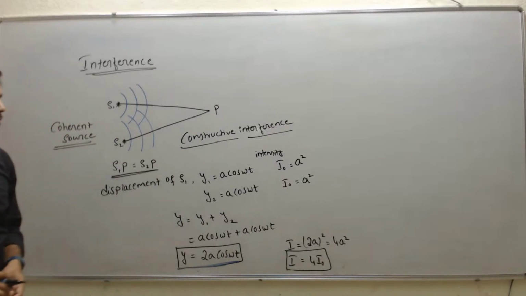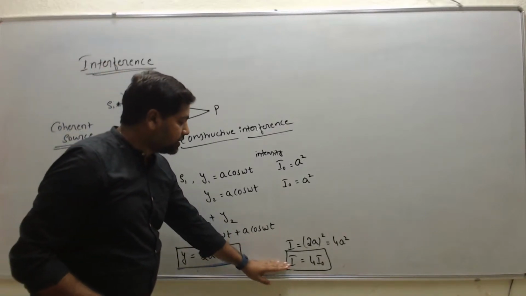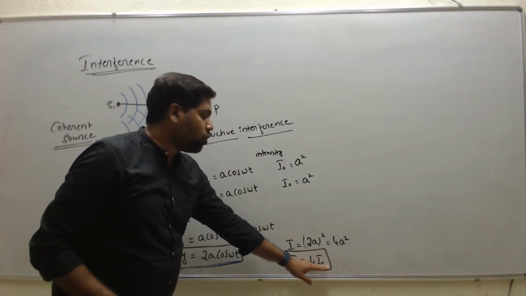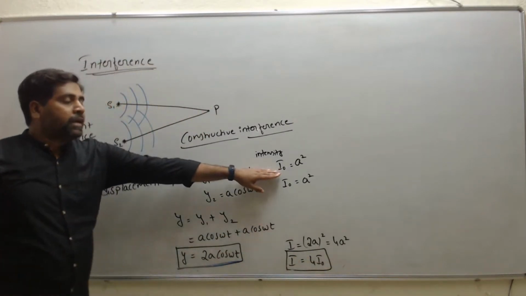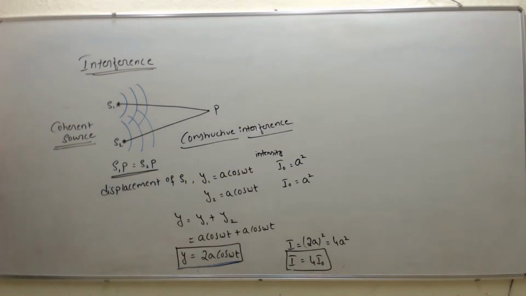The resultant displacement is y equals 2a cos omega t, and the resultant intensity is I equals 4I0, where I0 is the intensity of the individual wave, that is I0 equals a squared. So this is the first case.